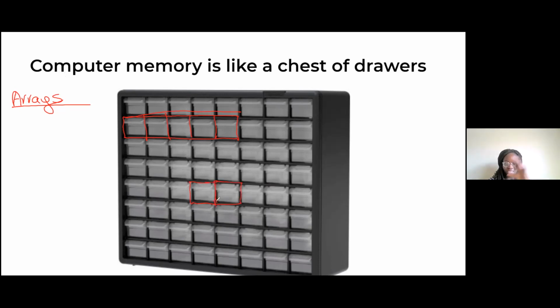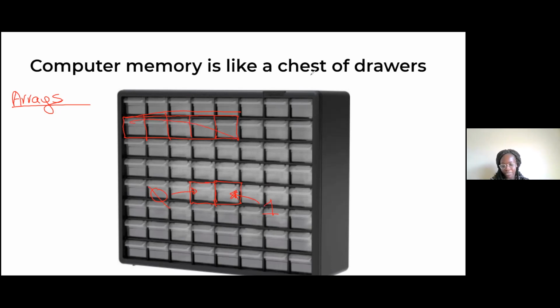Now, unlike this chest of drawers, a computer is also going to give each drawer, each box, a memory address. So for the sake of simplicity, let's say this memory address is 0 and this one is 1. That, of course, isn't going to happen with a real chest of drawers, but that's what an array is going to do. A linked list works a little differently.